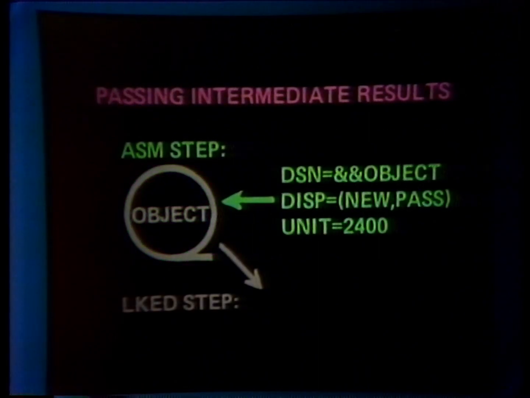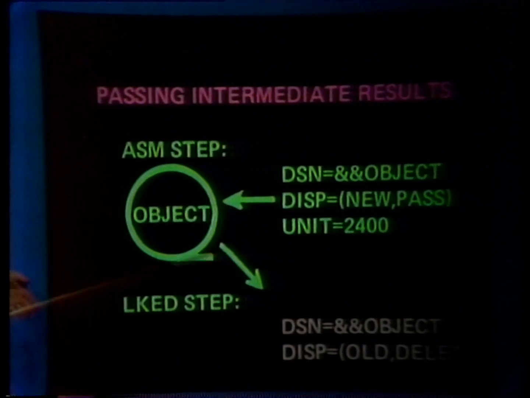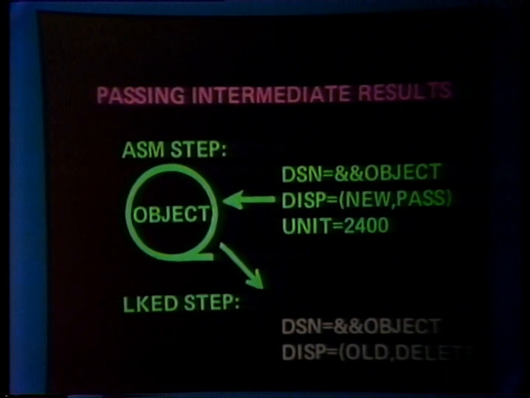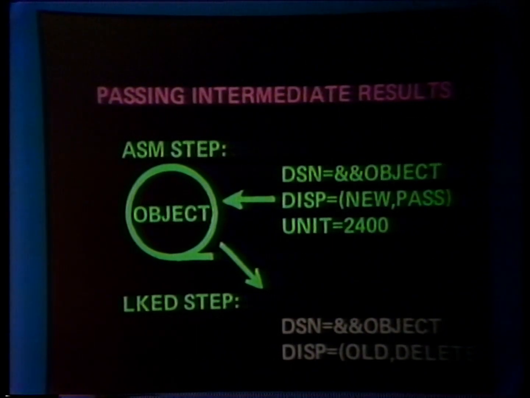In step 2, the link edit step, the object module is retrieved for input by these DD parameters. The DS name object is used by OS to look up the PDQ entry to obtain the unit and volume information put there in step 1. The object module dataset now has served its purpose, and at the end of the link edit step it is of no further value. Therefore, delete is its disposition.